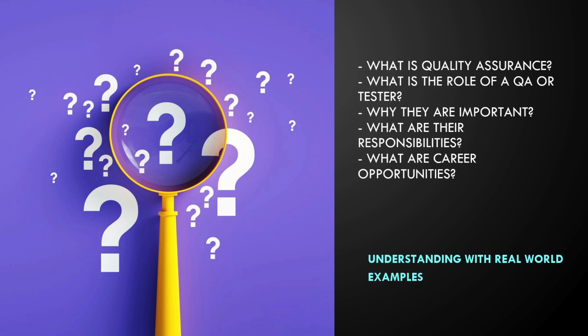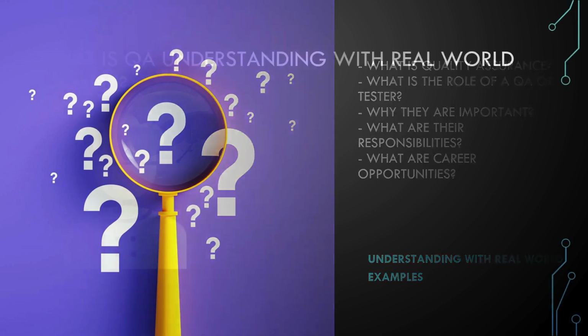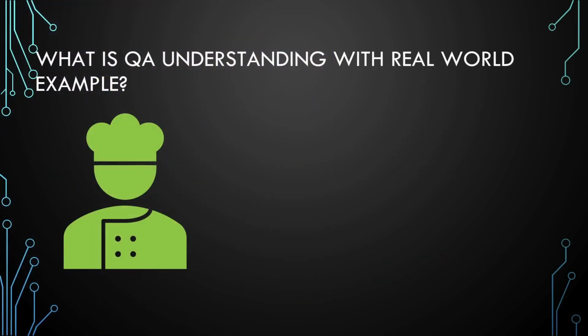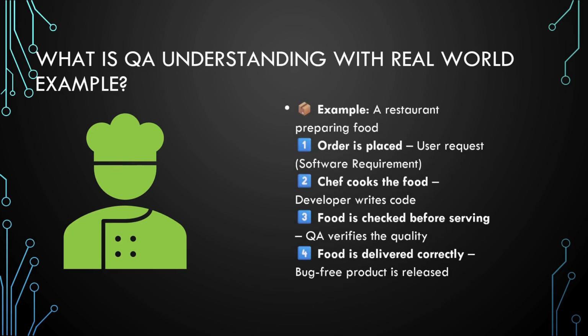Today, we will understand QA with real life examples, and what the roles and responsibilities of a QA are, and why they are so important in software development. And at the last, the most important thing, what are the career opportunities if you start working as a QA? So let's understand. The very first thing, understanding QA with a real life example.